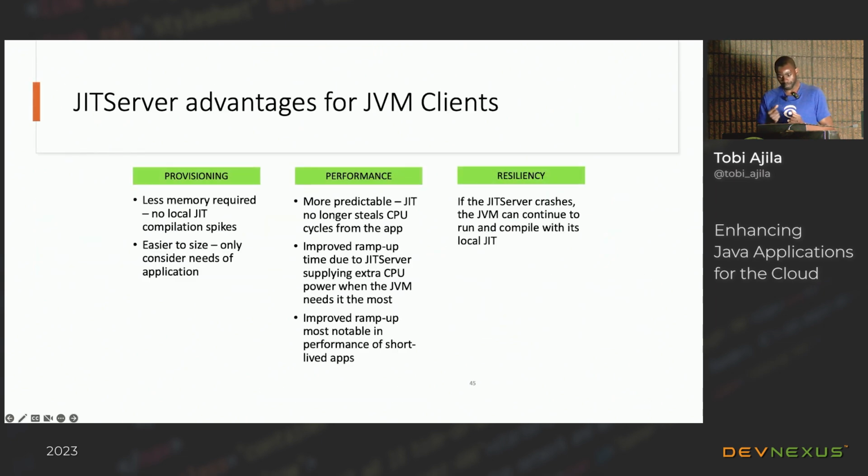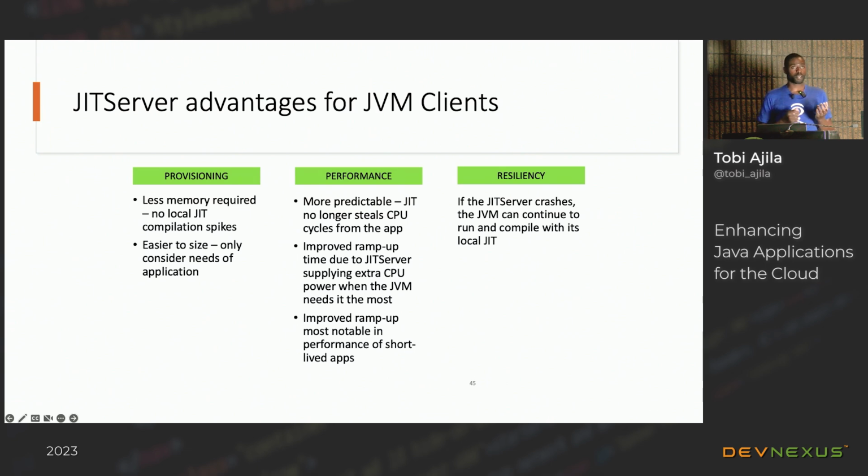So the first benefit is when you're provisioning in a system like this, you don't need to take into account the transient memory spikes that can occur from JIT compilation. You basically size your containers for what they will need at steady state because the JIT server is going to do all the compilation. So it's got a much more predictable resource usage.